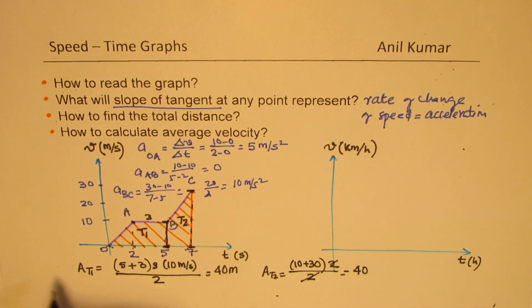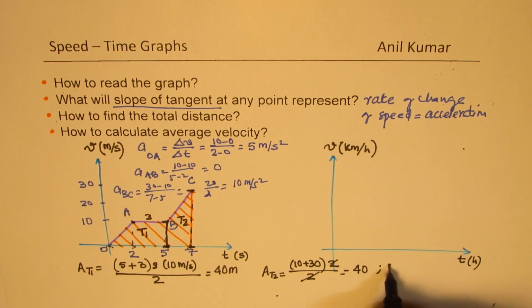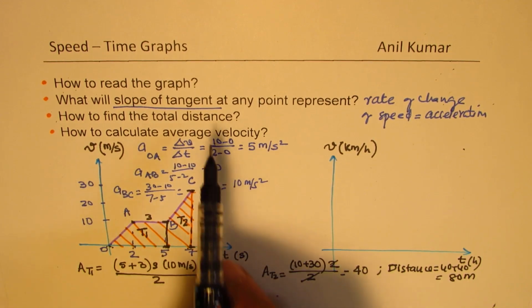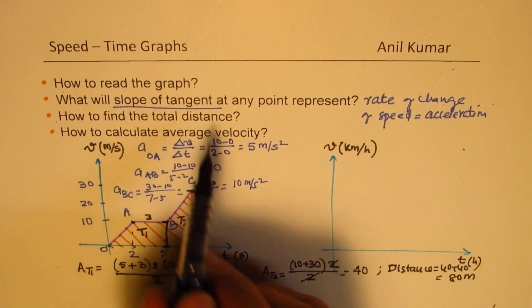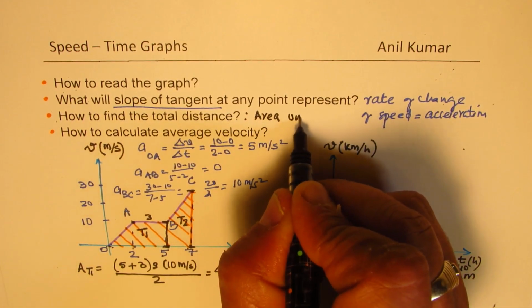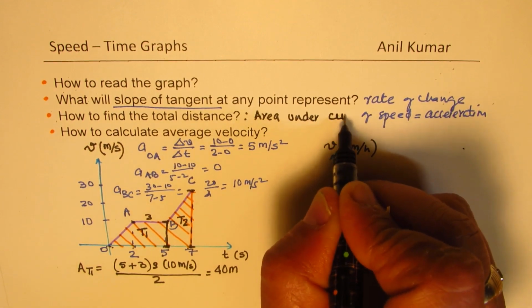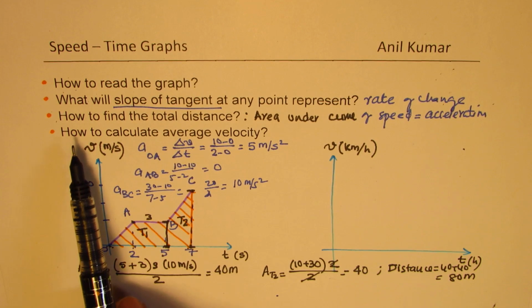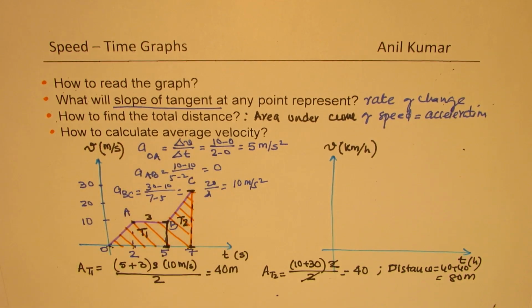So the total area, let's write total area. So distance is equals to 40 plus 40, which is 80 meters, right? So we get area of 80 meters, which represents the distance. So how do you find total distance? Total distance is area under the curve. Is that clear? Now, last question here is how to calculate average velocity.